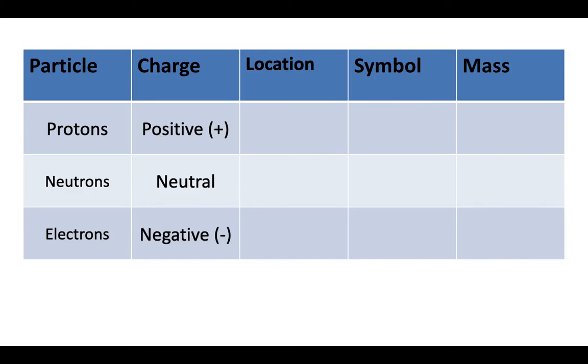Electrons have a negative charge. Now, many people think neutrons are negative because they both start with N. Do not fall into that trap. Neutrons are neutral because of the beginning of the word.